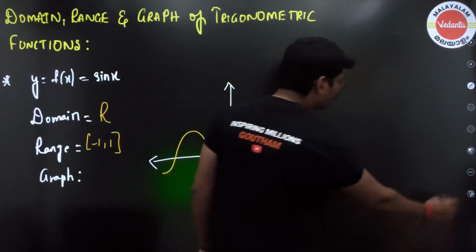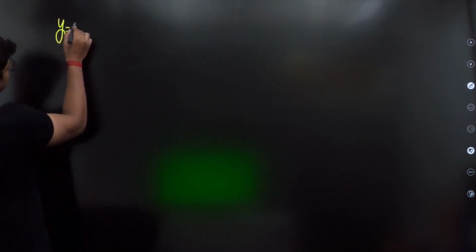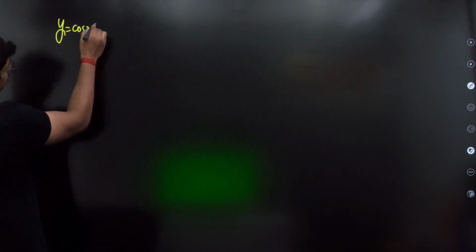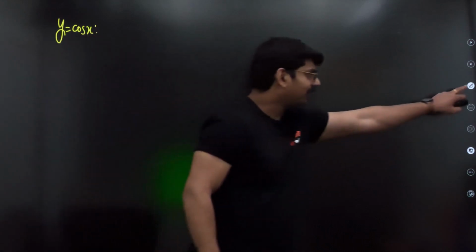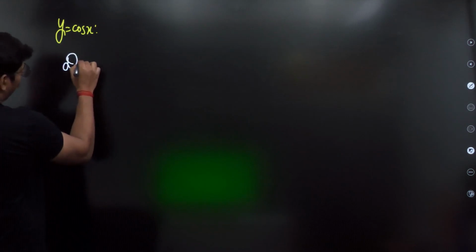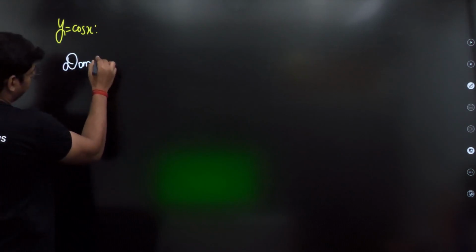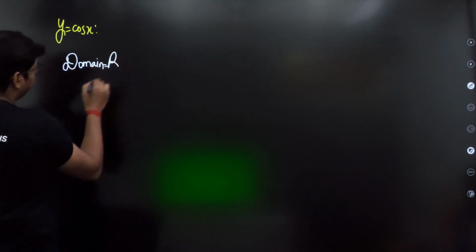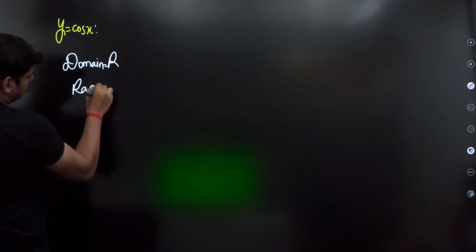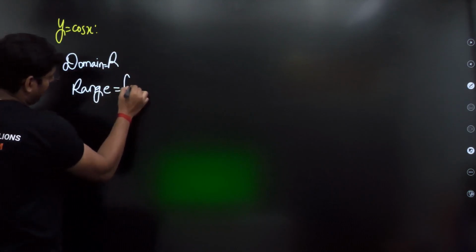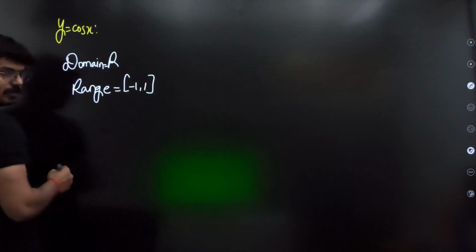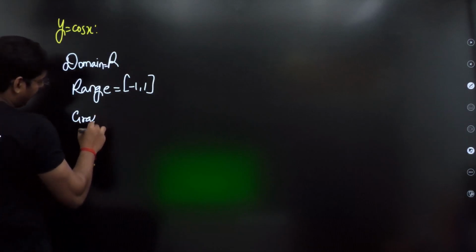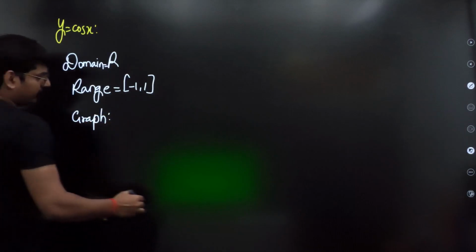Similarly, if you want to go with the cos x, so let's say you have y is equal to cos x. If you want to find out what is going to be the domain, range and graph, the domain of cos x is also going to be all the real numbers, like sine. The range of cos x is going to be basically between -1 and 1, and if you want the graph of cos x, it is going to be something like this.